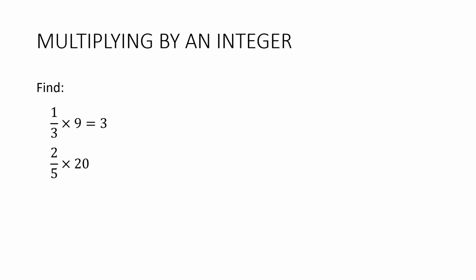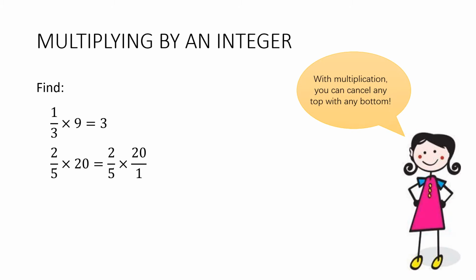Let's have a look at how we might use the method with this. So our big problem here is the 20. We need to turn that to a fraction. And 20 as a fraction is 20 over 1. We could multiply across the top. That's 40. Multiply across the bottom. But with multiplication, you can cancel any top with any bottom. So quite often, it's better if you cancel first before doing the multiplication. 5 into 5 goes once. 5 into 20 goes 4 times. Our answer is 8 over 1, which is 8.